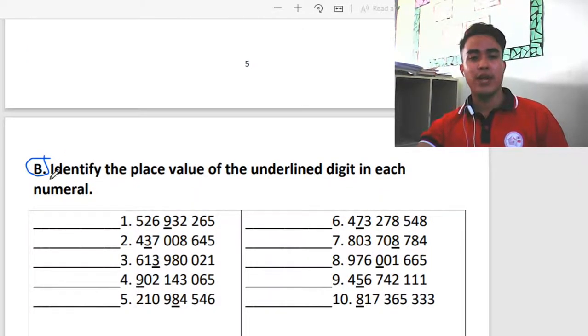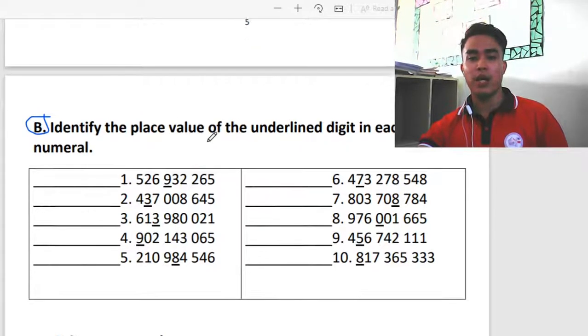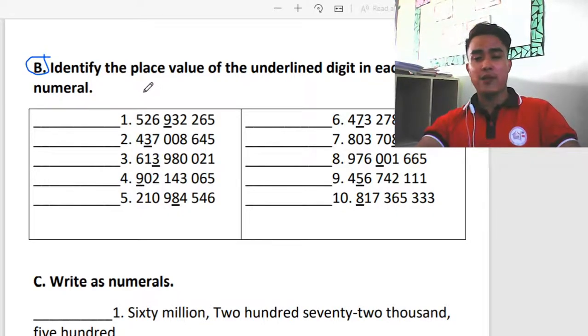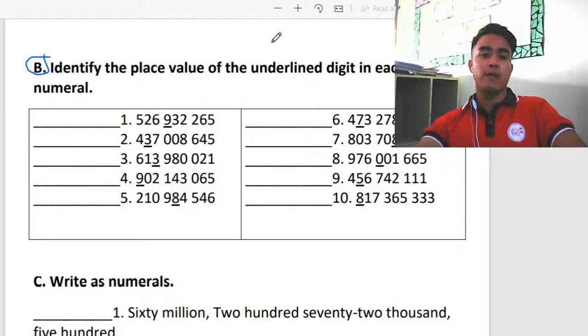And the next, Activity B, you will be the one to answer. Just read the instruction. Identify the place value of the underlined digit in each numeral. So you are just going to identify if it is ones, tens, hundreds, thousands, 10,000s, 100,000s, millions, 10 millions, or 100 millions, depending on the underlined digit. You have to answer 1, 2, 3, 4, 5, 6, 7, 8, 9, and 10.